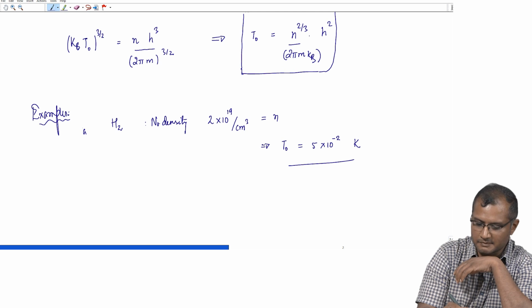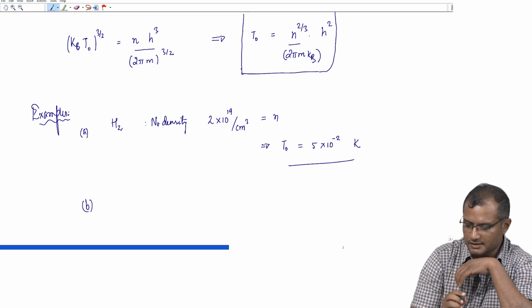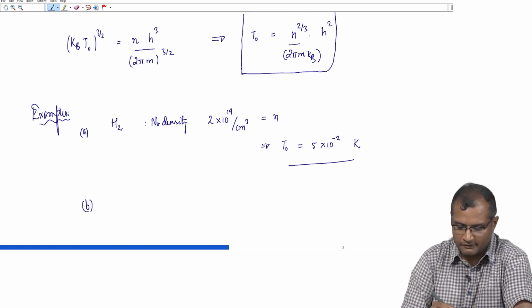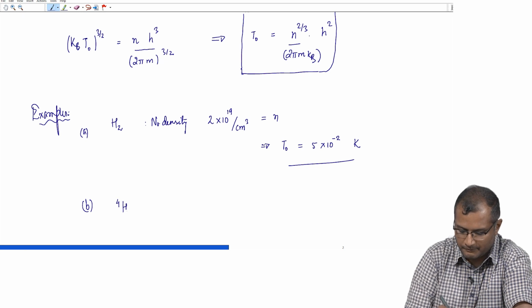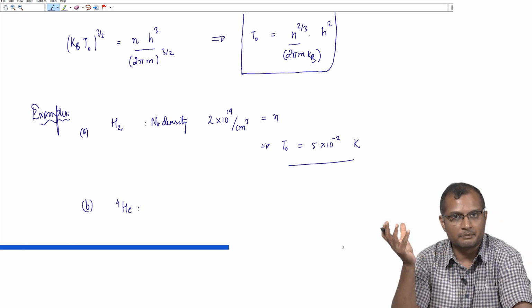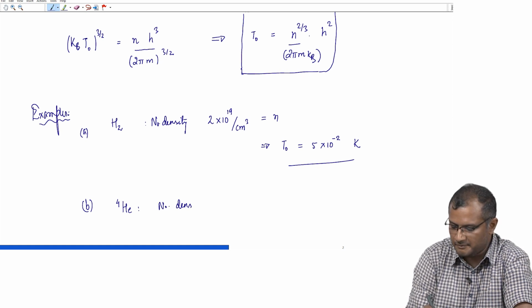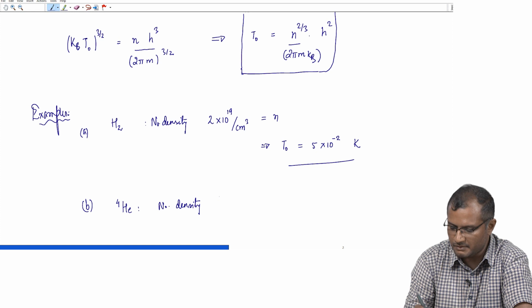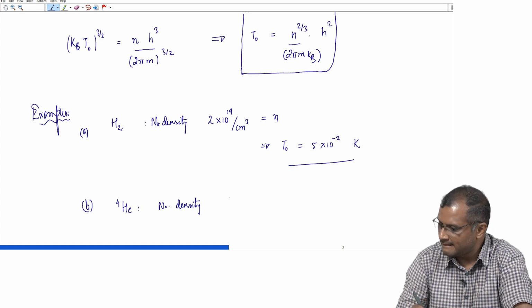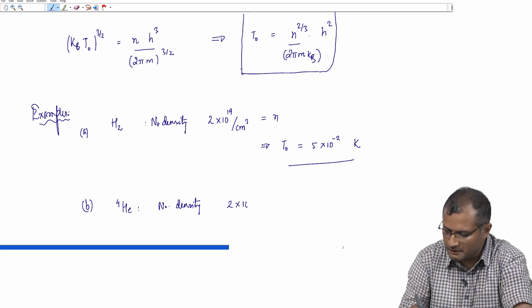Let us take another system, which is helium 4, liquid helium. Okay. So, this has a number density of, liquid helium has a number density of 2 into 10 to the power 22 per centimeter cube.